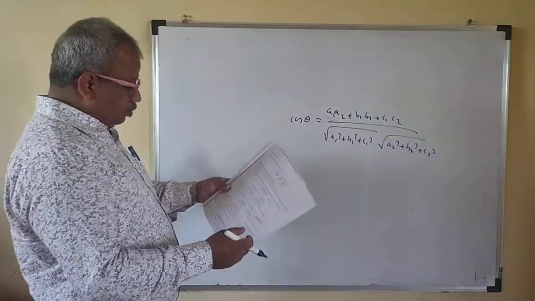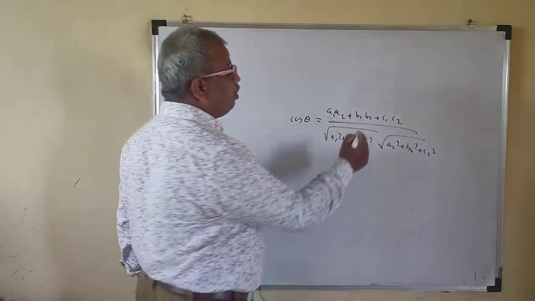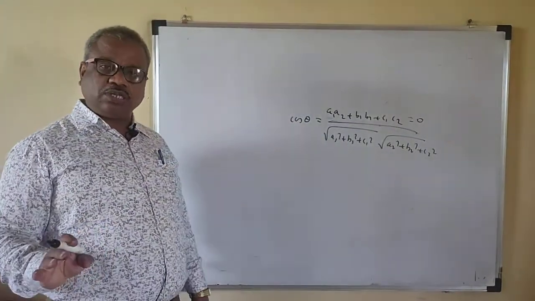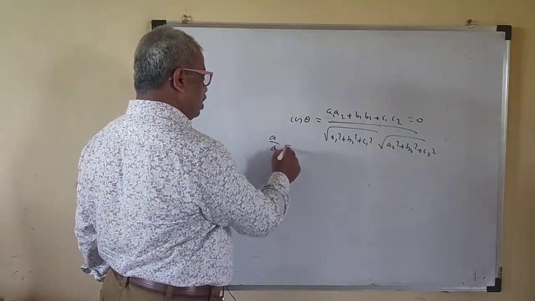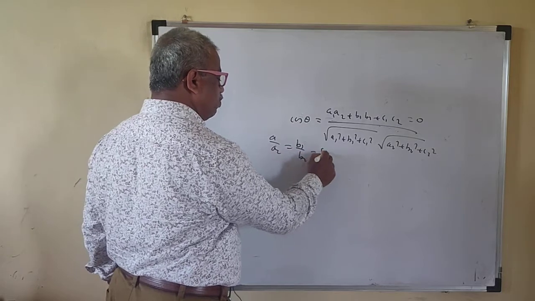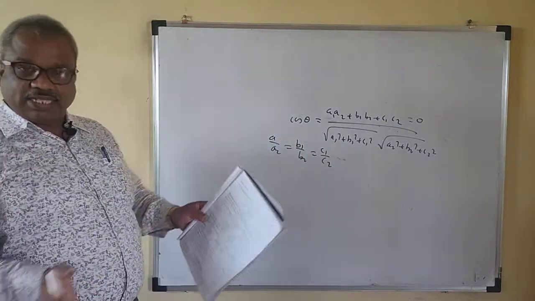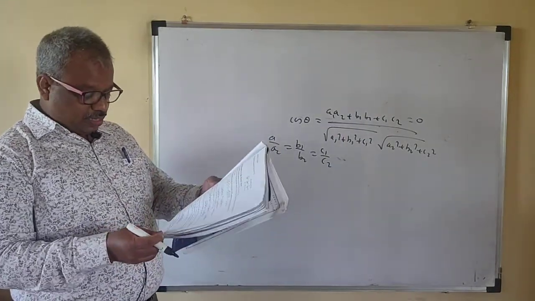So the planes are perpendicular if this is equal to 0. If a1a2 + b1b2 + c1c2 = 0, then the planes are perpendicular. And if a1/a2 = b1/b2 = c1/c2, if they are the same, the normals are parallel, which means the planes are parallel. Okay.